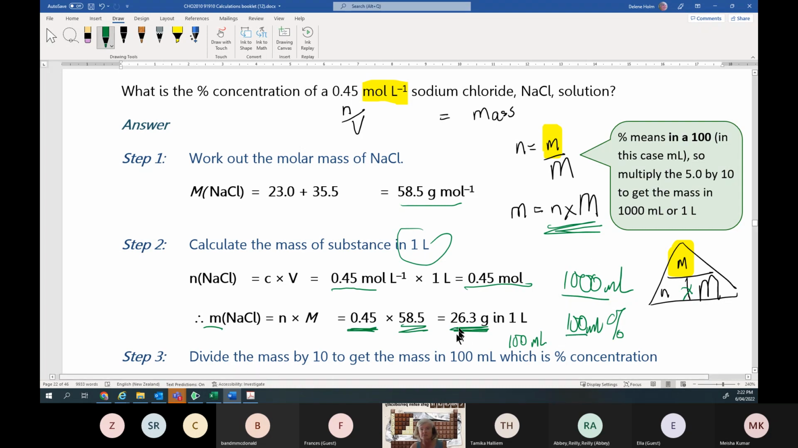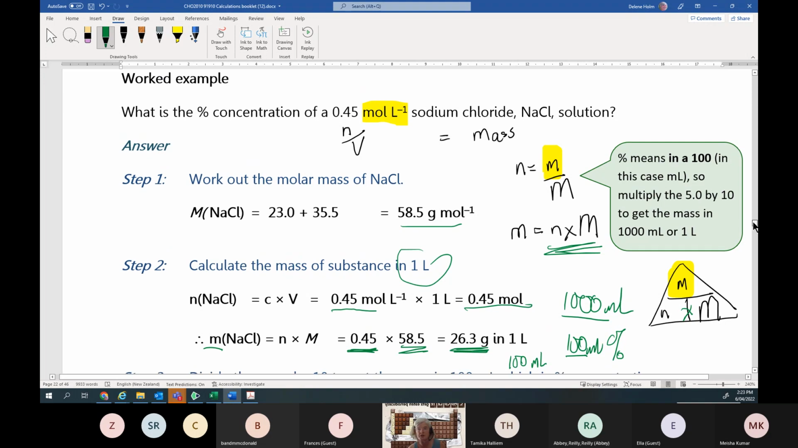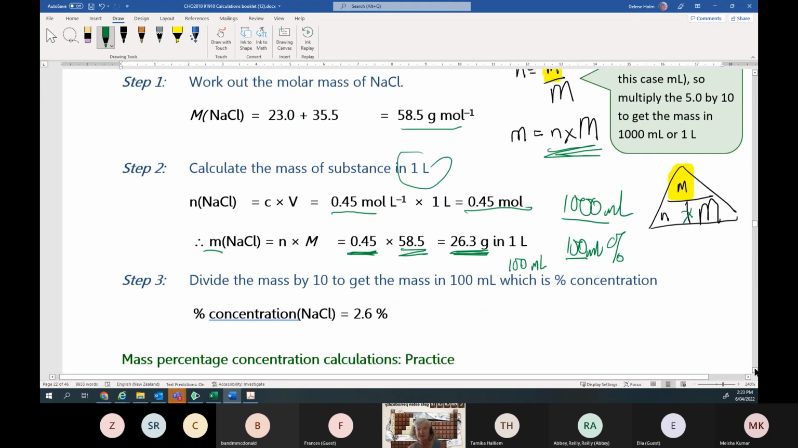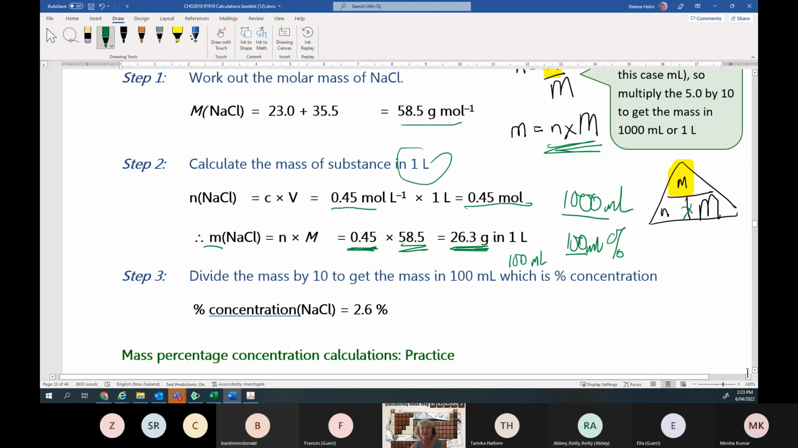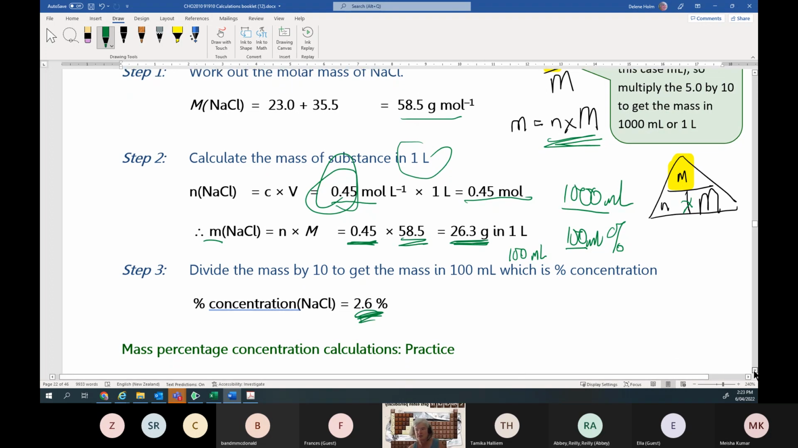So I simply have to take my 26.3 divided by 10. So it means I've got 2.63 grams per mole. Sorry, not grams per mole, 2.63%. And because we were only given 2 significant figures the first time round, you can see I've rounded it off to 2.6%. So let's do an example sort of from scratch.